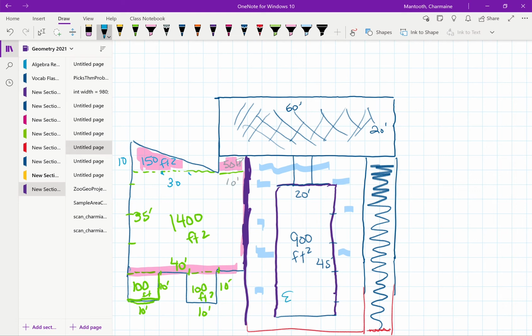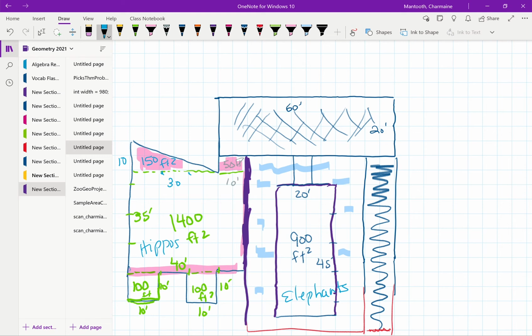So here's elephants. Again, this is scratch work, so it doesn't have to be pretty. This is hippos. Now there is another requirement for hippos that you'll have to go look at as far as how much of it has to be land and how much of it has to be water, but that's plenty of space.